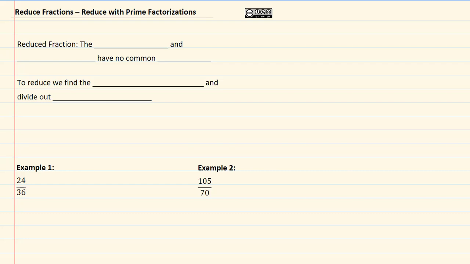Reduce fractions. Reduce with prime factorizations. A reduced fraction, the numerator and the denominator have no common factors. So to reduce, we find the prime factorization and divide out common factors.